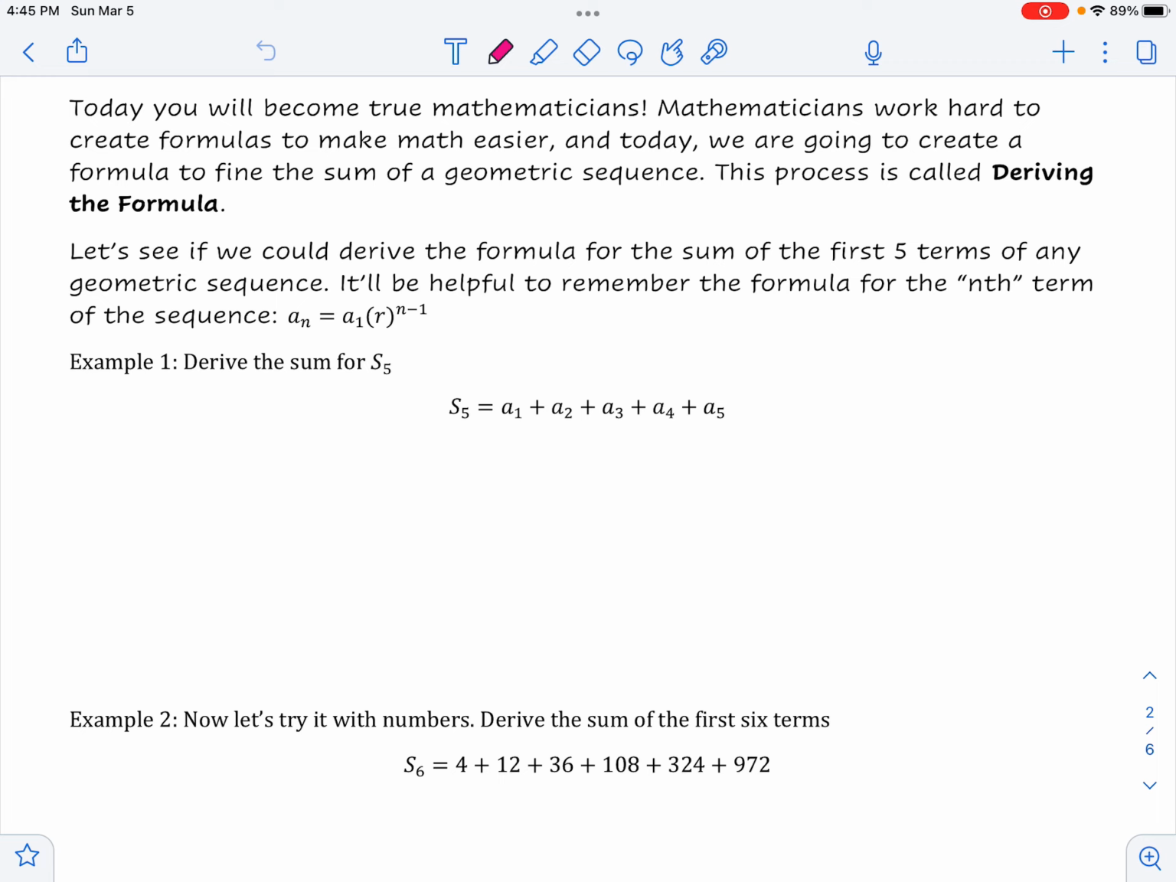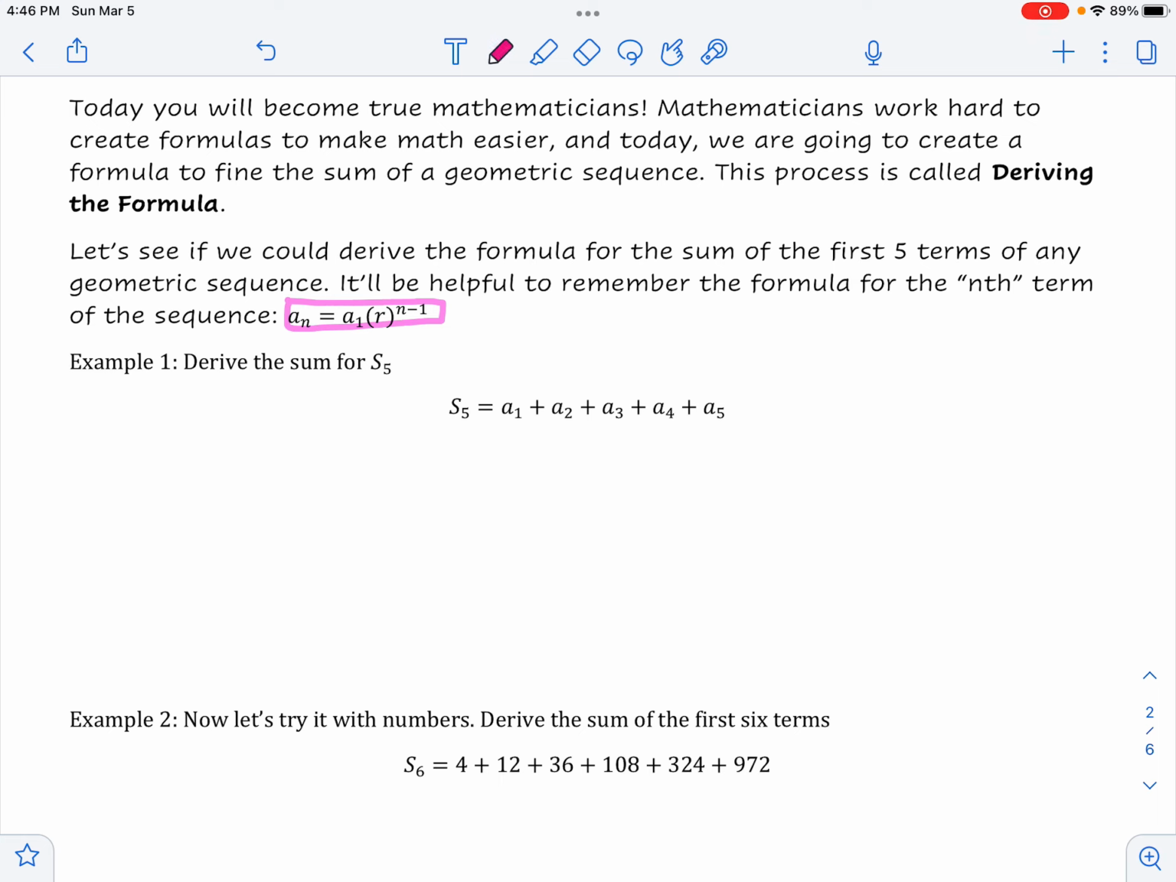So this is a known formula that we have today, and we're going to recreate this process to derive the formula for the sum of a geometric sequence. For this first one, we're going to see if we can derive the formula for the sum of the first 5 terms of any geometric sequence. So we're going to be dealing with only variables for example 1. It'll be helpful for us to remember the formula for the nth term of the sequence, and that is this formula right here.